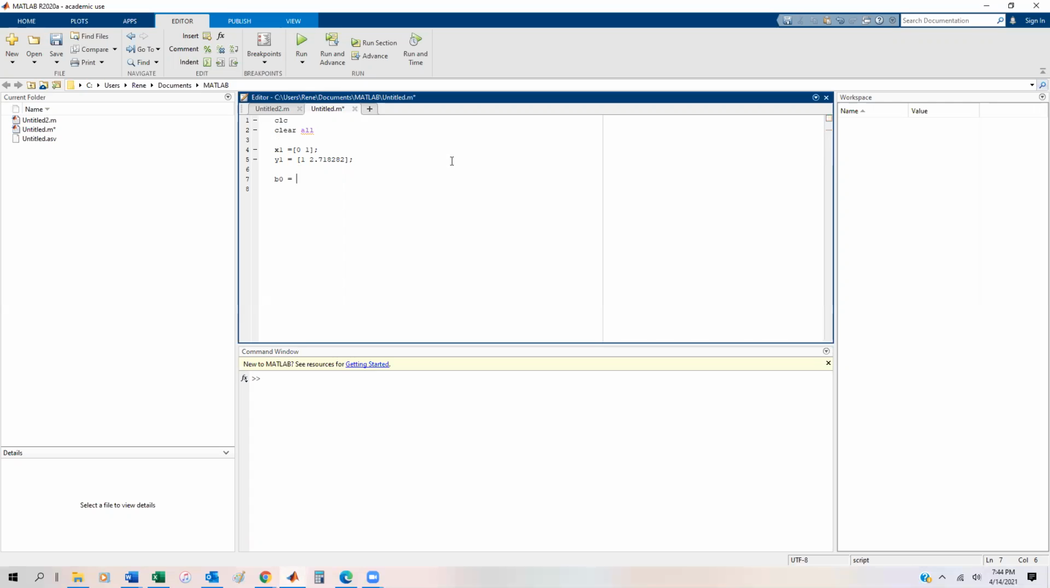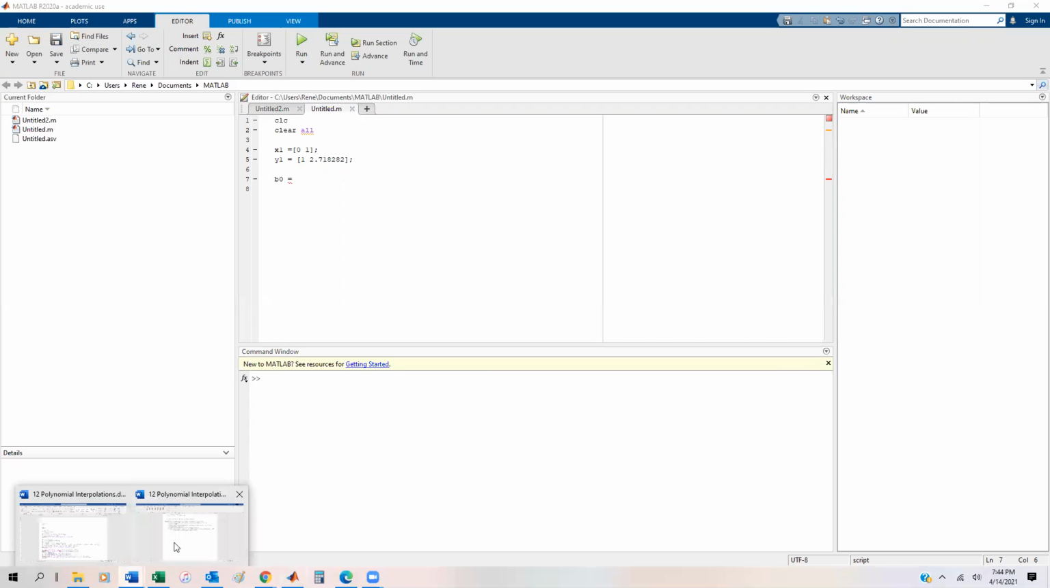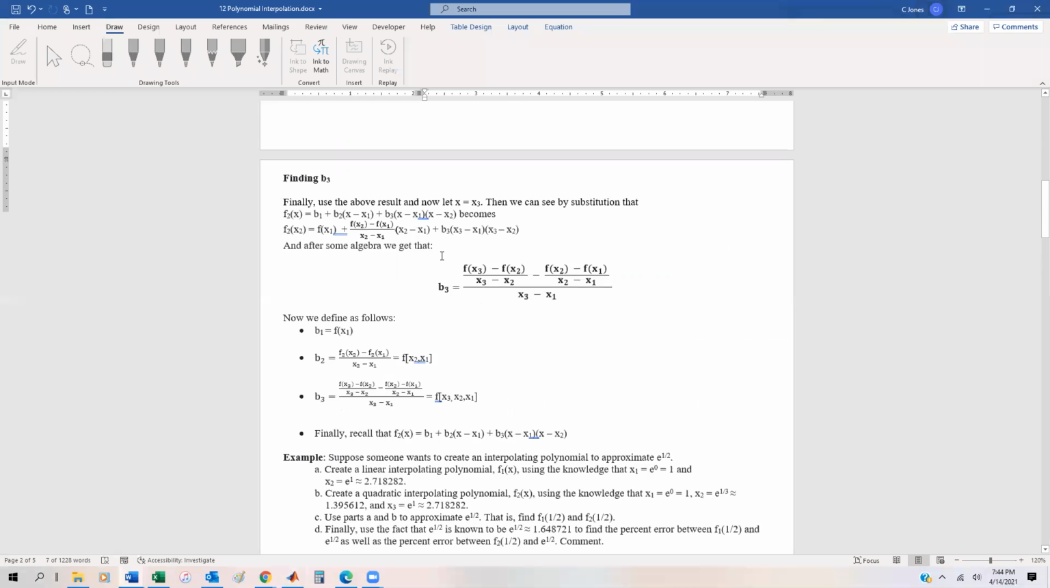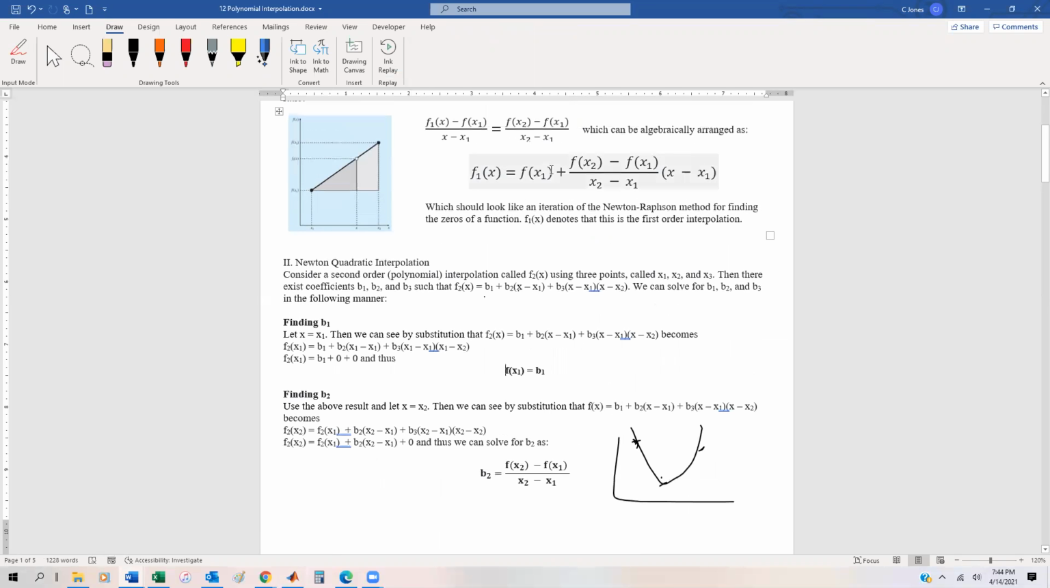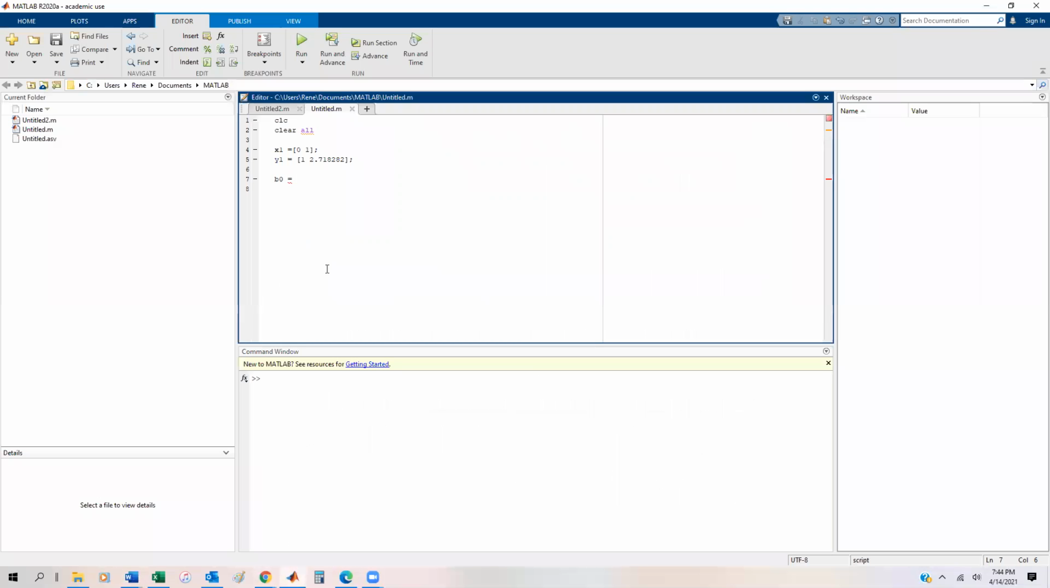Now we know that B naught, if we look at our formula, is just going to be the very first function value, the first Y value. So we look back here, and in our linear relationship, we could say B1 or B naught, it doesn't matter, I'm just going to call it B1, is equal to the function at the first value, which is 1. Now I'm going to go back to Matlab, and I'm going to say that B sub naught is equal to the first element of Y1.